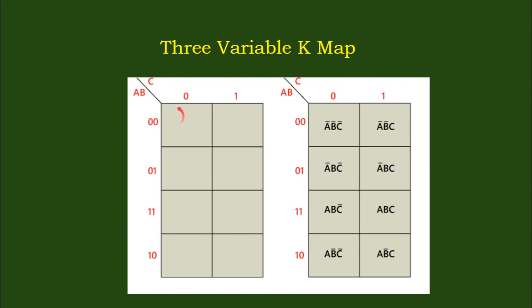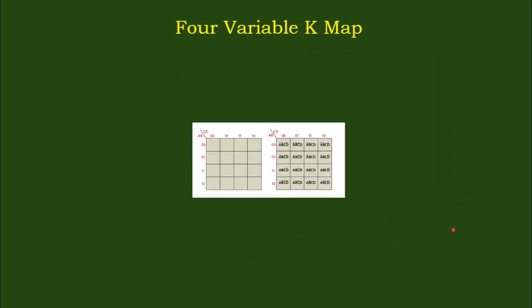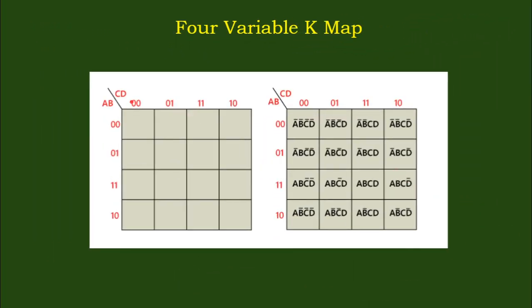For this we should be thorough with the binary equivalent of basic numbers from 0 to 15. That will be helpful to fill these values very easily. Now let us see the next one, the 4 variable Karnaugh map. As the name implies, we have 4 variables A, B, C, D and we have 2 power 4 combinations, which is 16. So 1, 2, 3, up to 16 combinations are there. They are numbered from 0 to 15.